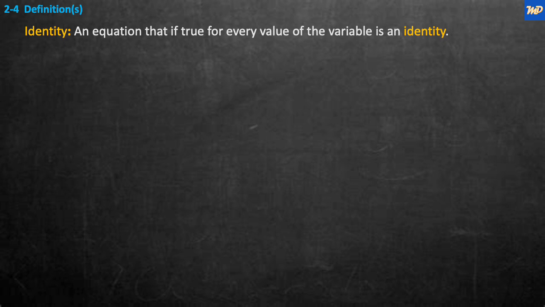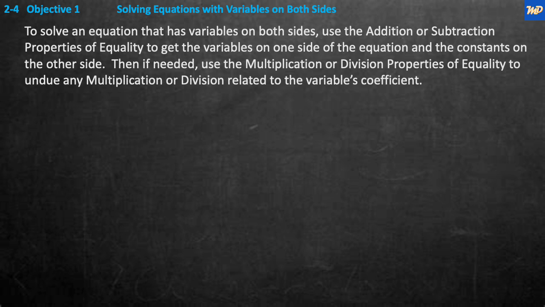Okay, before we get going on this review, we'll check the definition here. It says an identity: an equation that is true for every value of the variable is an identity. So that would be like saying 2x equals 2x. That equation is always true. It's called an identity.